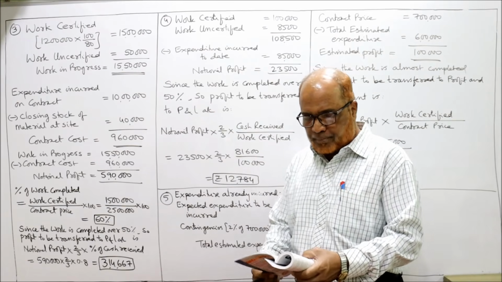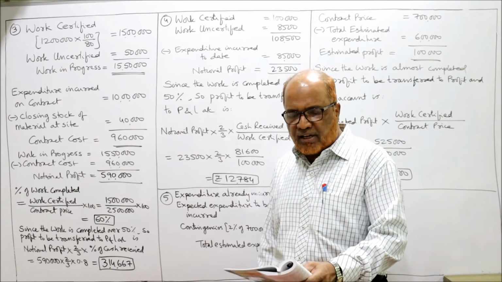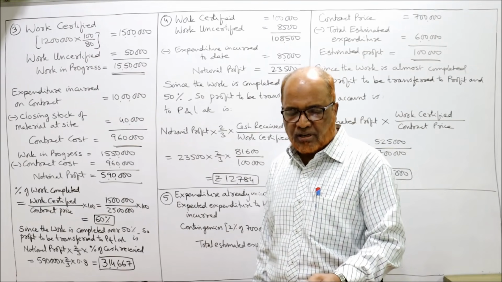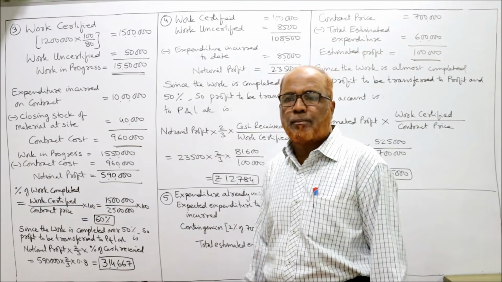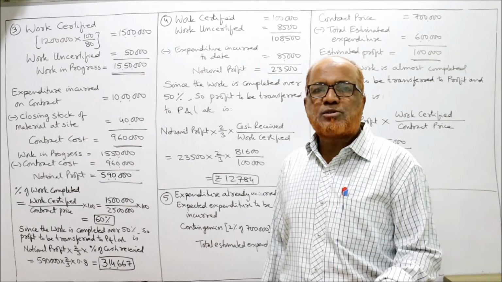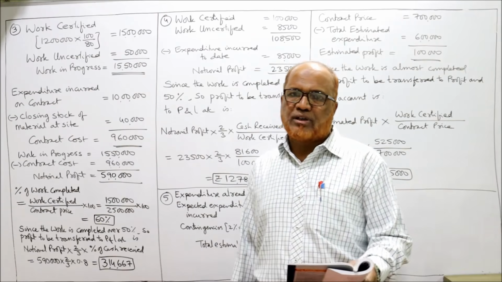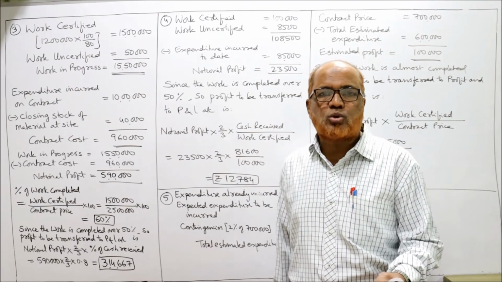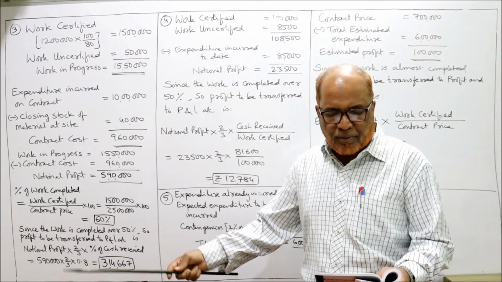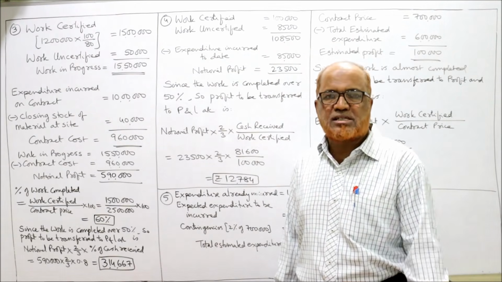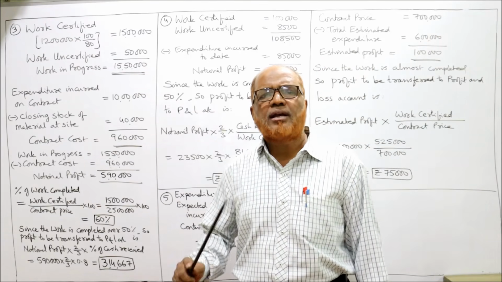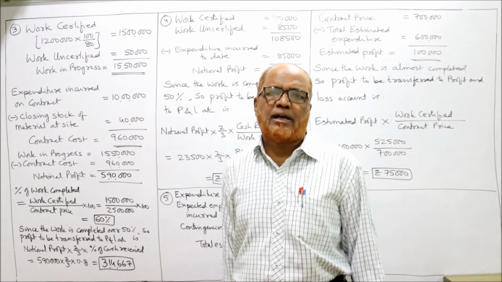Now see the fourth problem. Compute a conservative estimate of profit on a contract which is almost 80% complete. That means more than 50% complete. Same formula we are going to apply. From the following particulars. Total expenditure to date is 85,000. Up to date, 85,000 total expenditure incurred. This is the contract cost. Estimated further expenditure to complete the contract including contingency is 17,000. We don't require this one. This will be required only when the contract is almost completed.